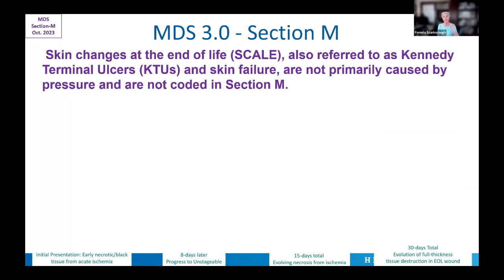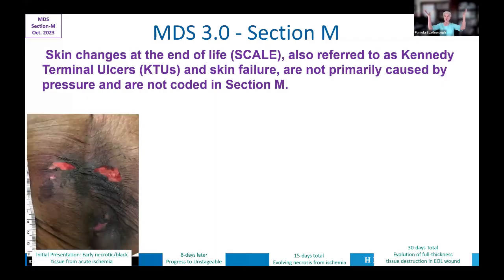Now, in the MDS, the minimum data set, where we report everything to CMS about what's going on with that patient or resident, it states in October 2023 that skin changes at the end of life, also referred to as the Kennedy terminal ulcer, and skin failure are not primarily caused by pressure and are not coded in Section M. Well, woohoo! That's wonderful. Thank you. Except you didn't give us a place to code it. Now we're all messed up. And we are using a code that we were told by CMS and by other coders to use. I'll give that to you for a few minutes, but it's not good enough.